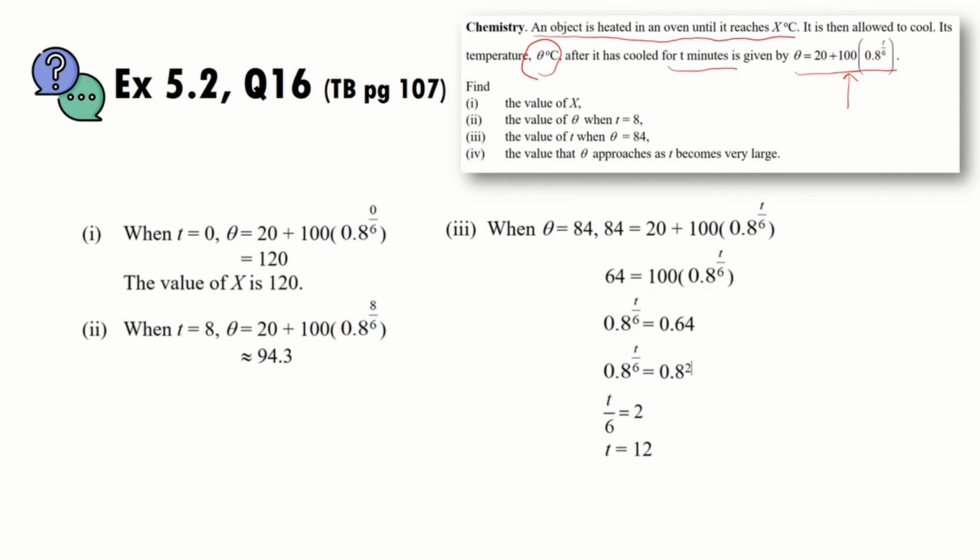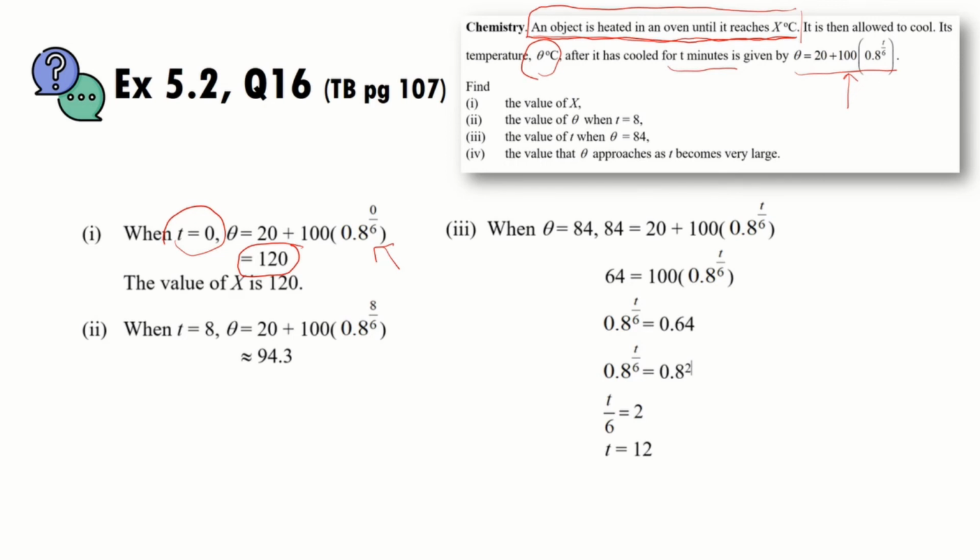So in part 1, we want to find the value of X. Right at the beginning of the question, it says that the object starts off at X degrees Celsius. So this means that when t is equal to 0, theta equals 120 from the calculation using the equation itself. So X is actually 120.